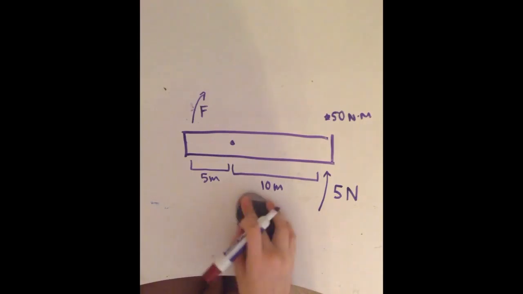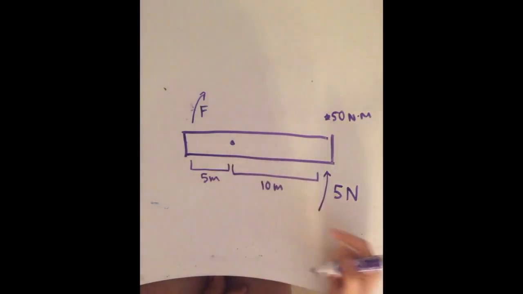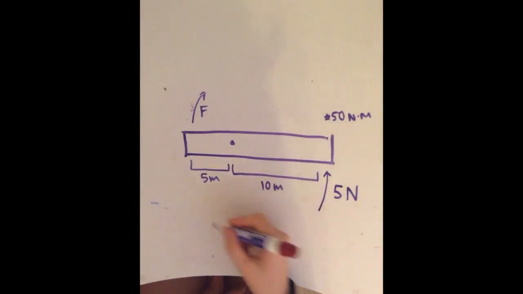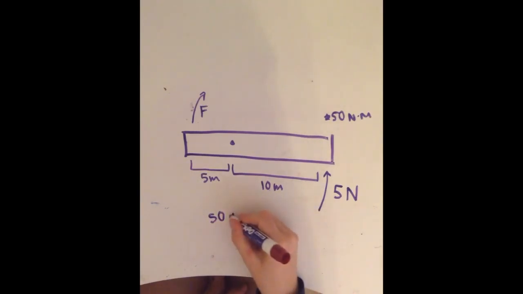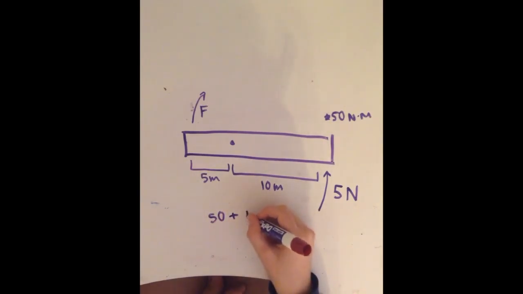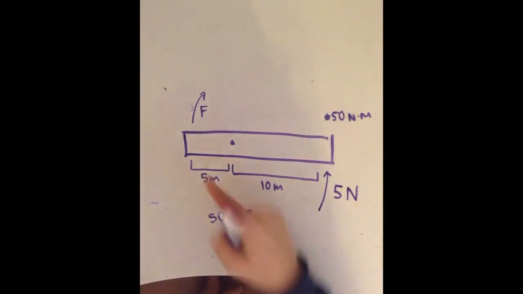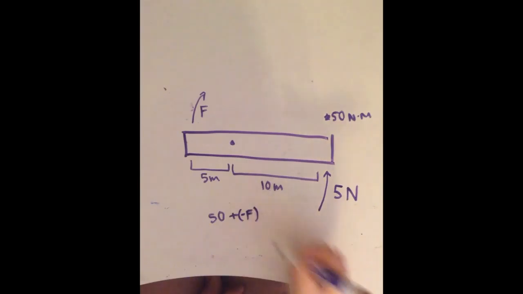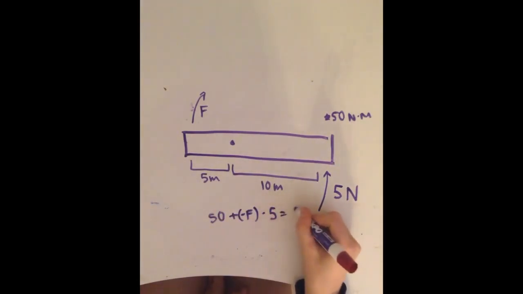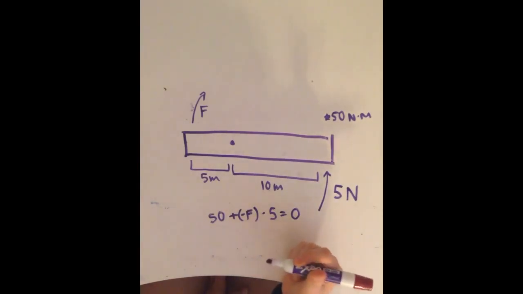to the torque of the other side, which is 5 meters times the force. So you have 50 newton meters plus the force, and since the force is going clockwise, that means it's negative. And multiply that by the distance, which is 5, equal to 0 since the ruler isn't moving. And now you solve for F.